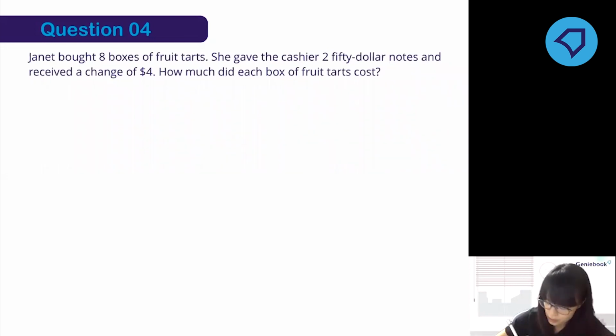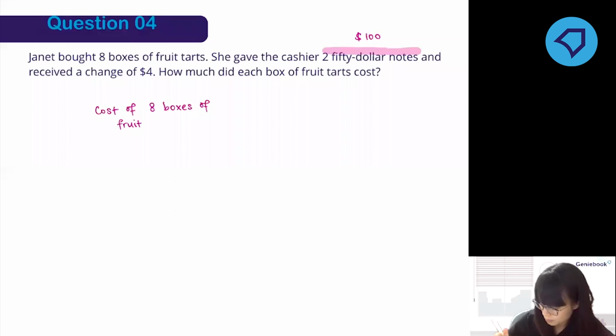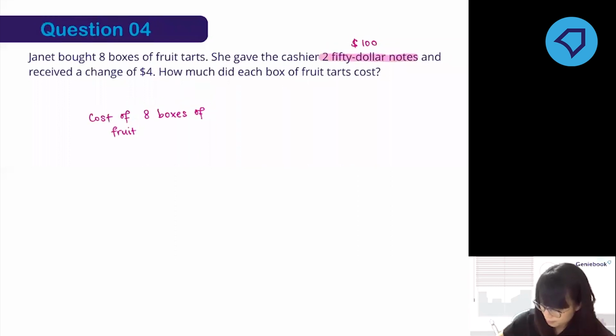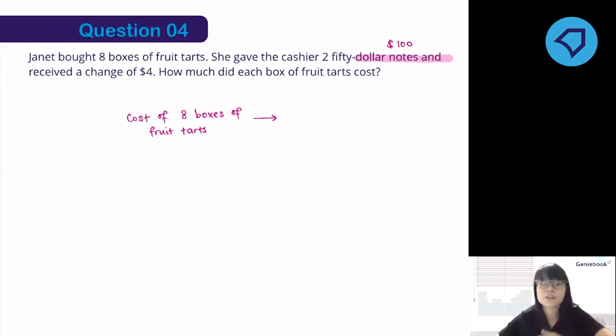So first, let's identify the cost of 2 $50 notes. How much is that? It should be easy. $100. That means she gave the cashier $100. Now we're going to find the cost of 8 boxes of fruit tarts.